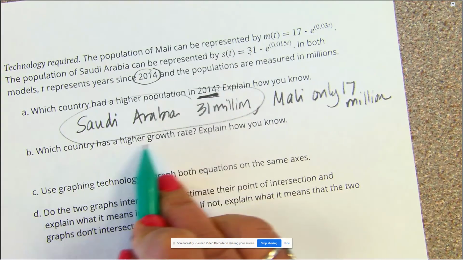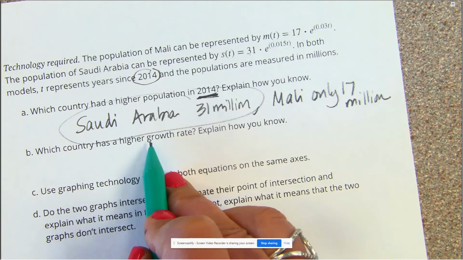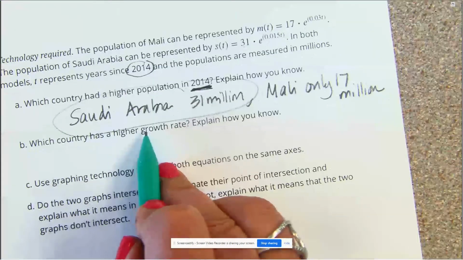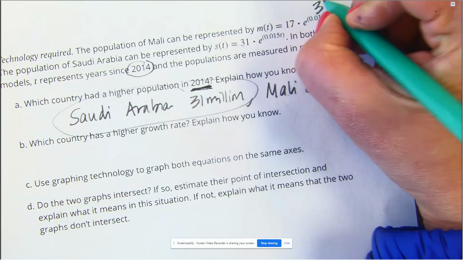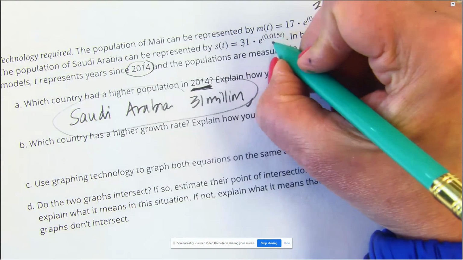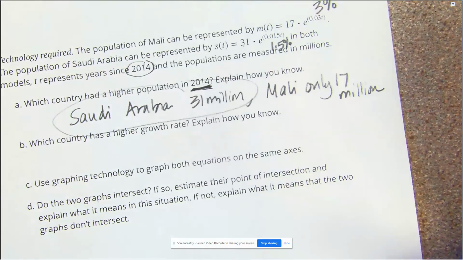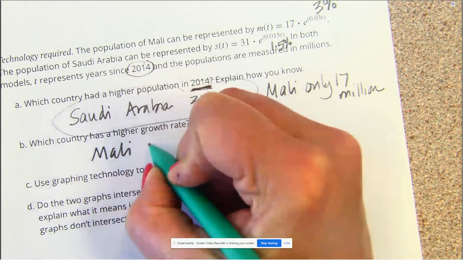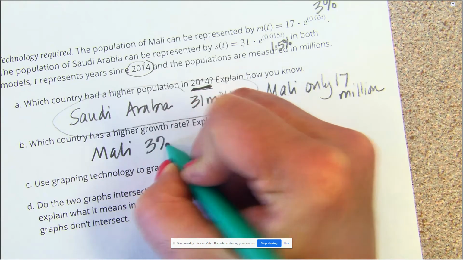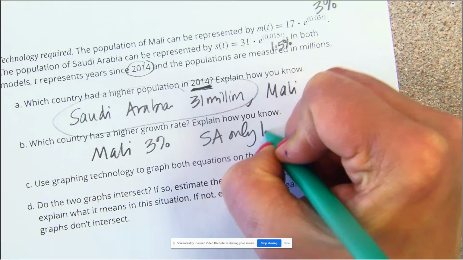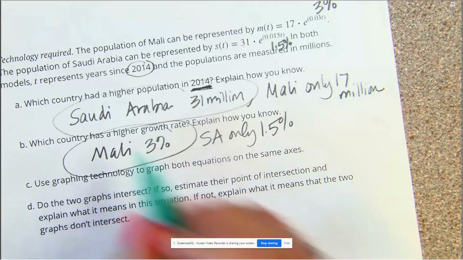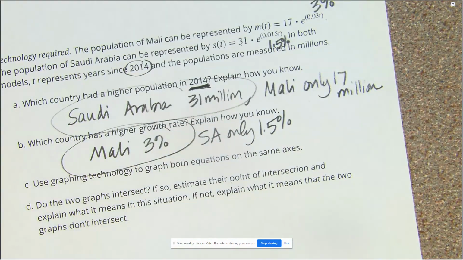Which country had a higher growth rate? No work required. You just look at what e is being raised to. This one, Mali, that stands for 3%, and that stands for 1.5%. This had a 3%, and Saudi Arabia only had 1.5%. So this guy. Using graphing technology, graph them on the same axes, and then it says, do they intersect?